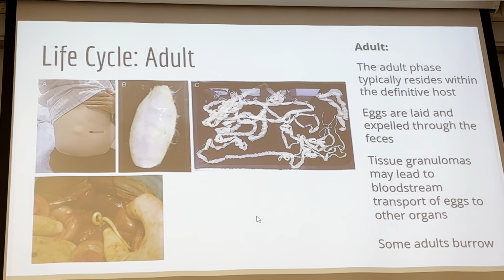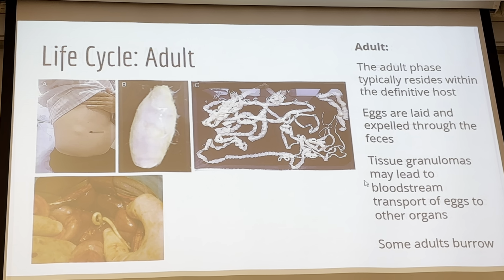So the adult phase typically resides within the definitive host, the host where it wants to live. Then it will form the adult and it will go about its life of being happy in that area. So then the eggs can be secreted and expelled through the feces if it is living in the intestines. But also because of burrowing that we'll talk more and more about, you don't have to stress about it right now, but as we get later on the slides, you'll understand what I mean.